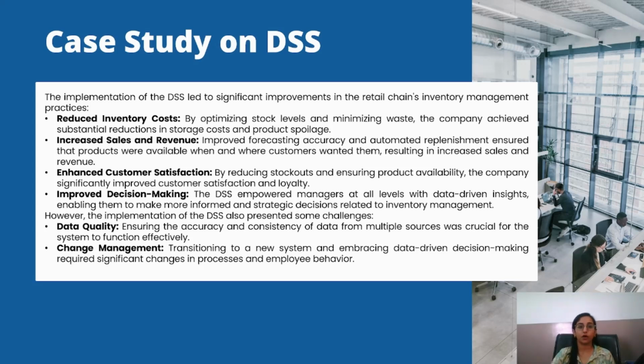Next point we can take is automation. Replenishment became proactive, with the DSS automatically generating purchase orders based on real time data, ensuring stores received stock when they needed it. Next, we can take optimization. Instead of a one size fits all approach, the DSS calculated optimal stock levels for each product at each store, minimizing waste and maximizing sales potential.